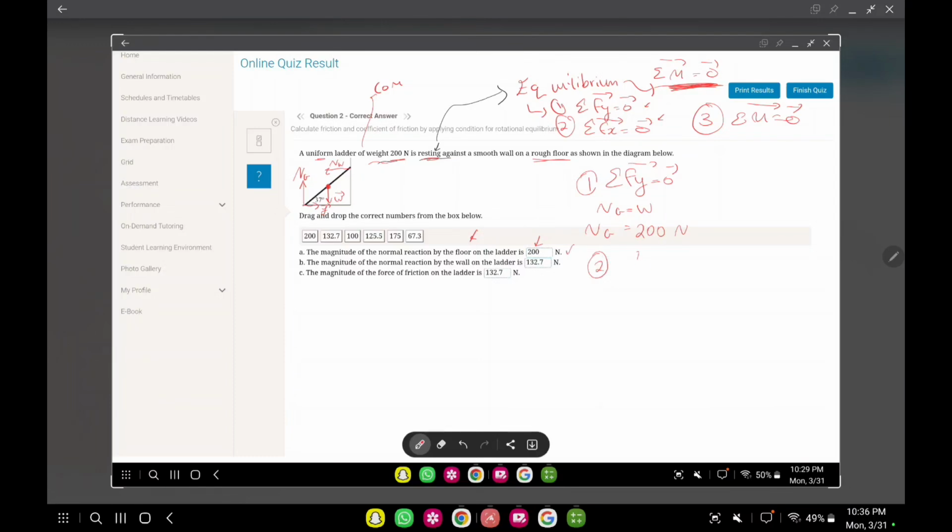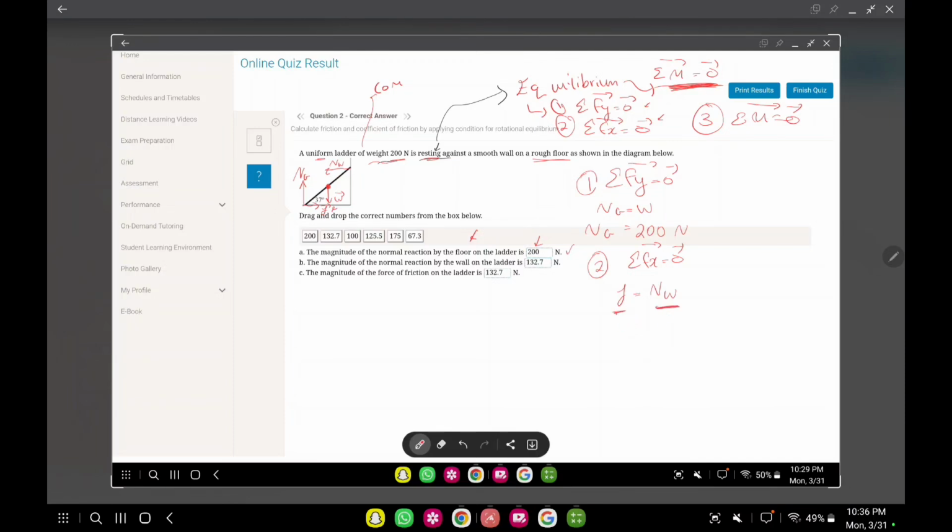Next, sigma Fx is equal to 0. What are my horizontal forces? The friction and the normal of the wall. So F is equal to the normal of the wall. Do I know anything about the friction? No, they didn't tell us anything.